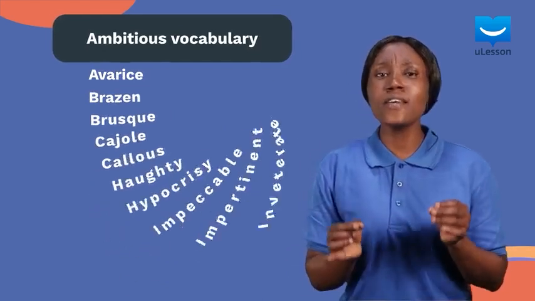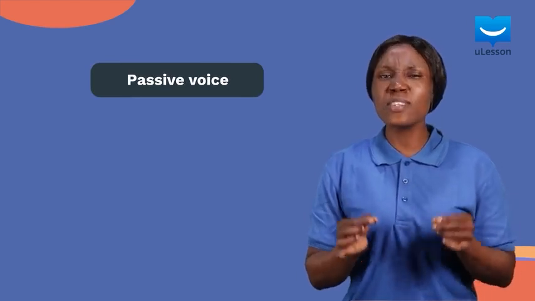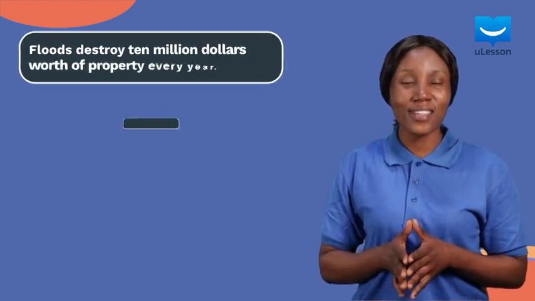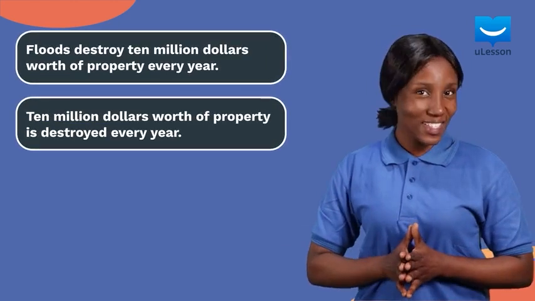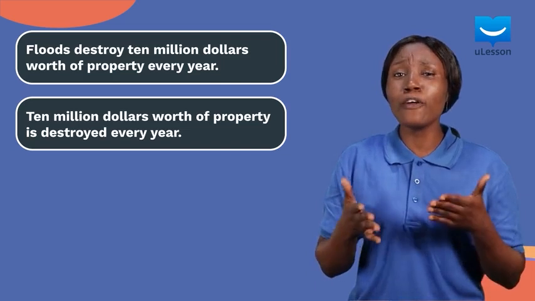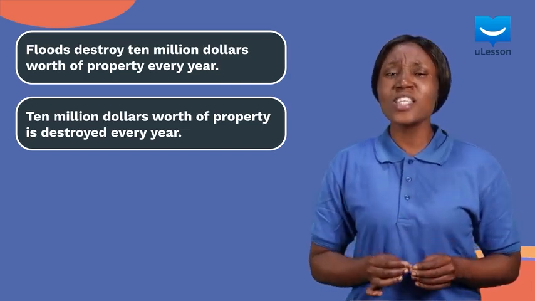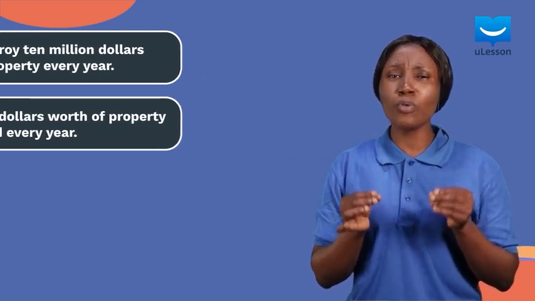Next, informative essays are mostly written in passive voice. This is because passive voice keeps the focus on the object of the information being presented. Compare these sentences. Notice that it is the same information being conveyed, but in the second example, our focus is on the $10 million worth of property being destroyed rather than the floods.